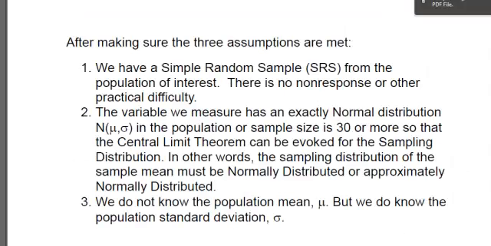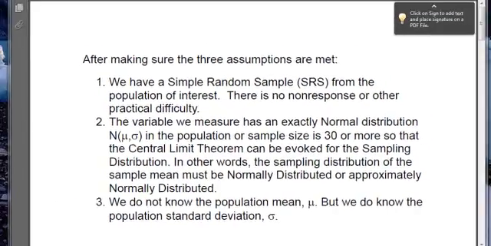Let's remember the three assumptions that we are assuming in order to do the z-tests in Chapter 14 and 15. First, we have a simple random sample from the population of interest. The variable we measure has an exactly normal distribution in the population, or the sample size is 30 or more, so that the central limit theorem can be invoked for the sampling distribution. In other words, the sampling distribution of the sample mean must be normally distributed or approximately normally distributed. Number 3, we do not know the population mean, but we do know the population standard deviation.